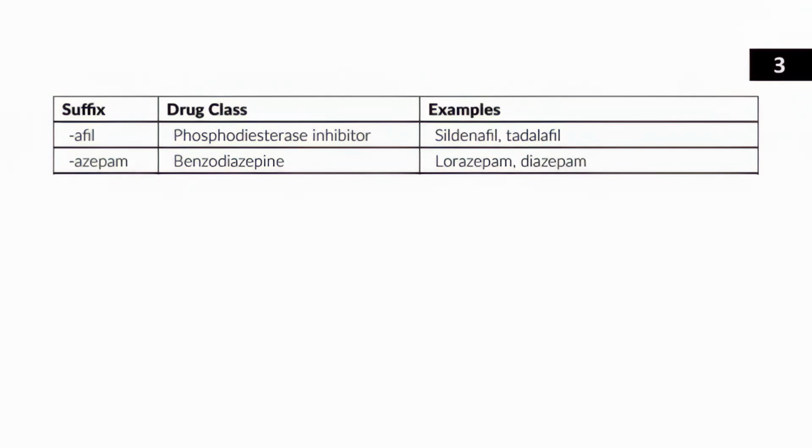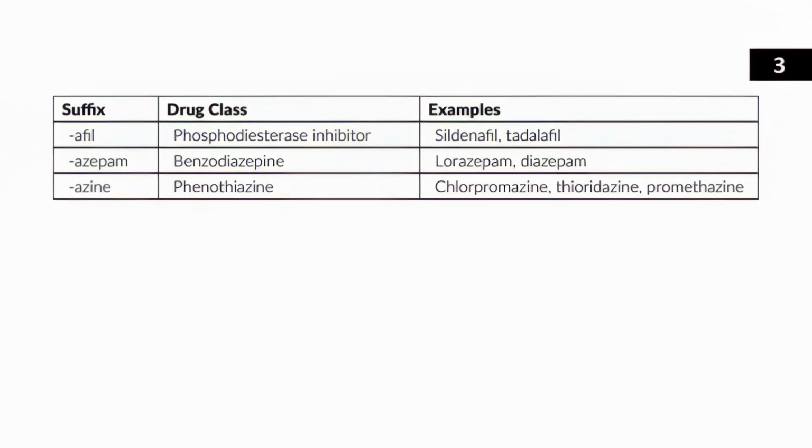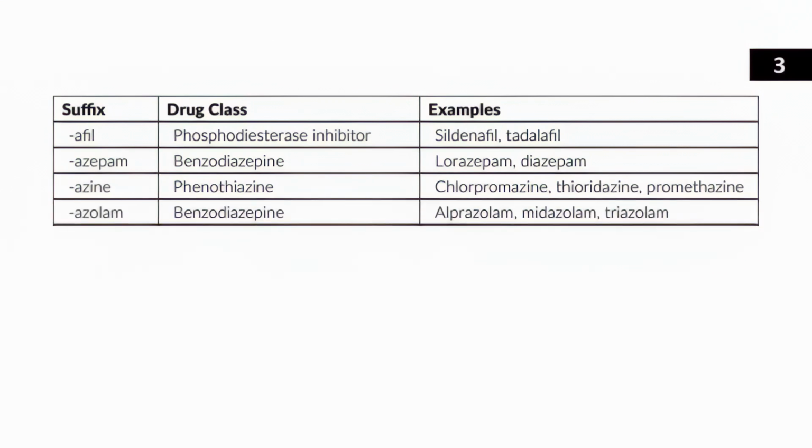Azepam is a suffix for benzodiazepine, like lorazepam or diazepam. Azines are the phenothiazines. Some of the phenothiazines can be used as neuroleptics, like chlorpromazine or thioridazine, and then other phenothiazines are used as antiemetics, like promethazine. Azolam is another suffix for benzodiazepine, such as alprazolam or midazolam or triazolam. So azolam and azepam are both benzos.